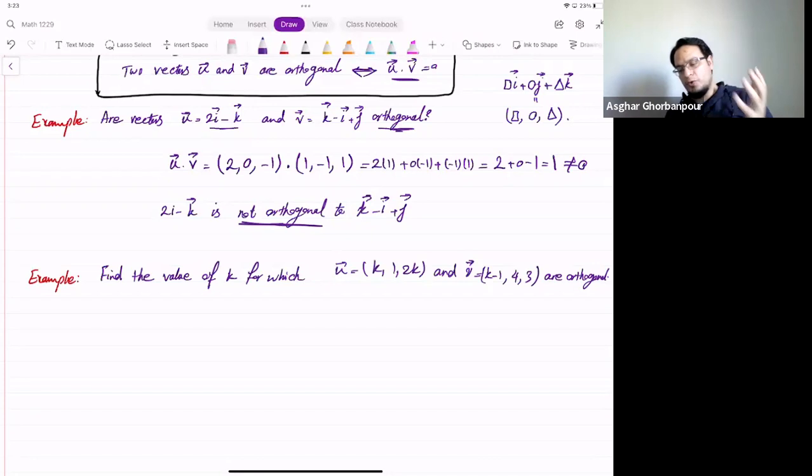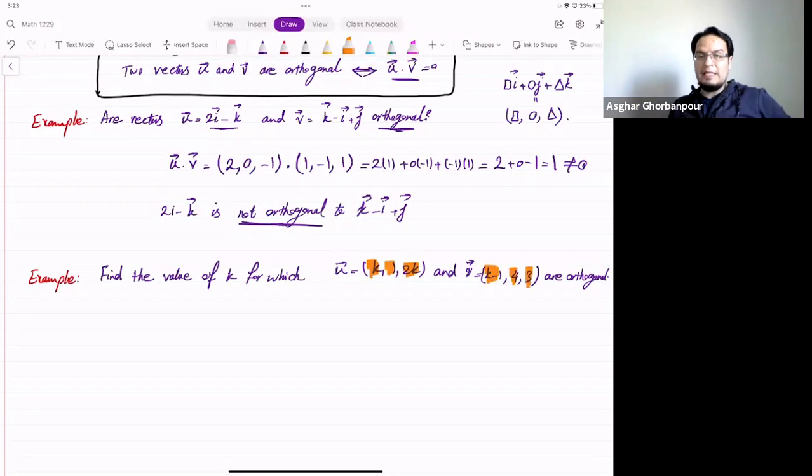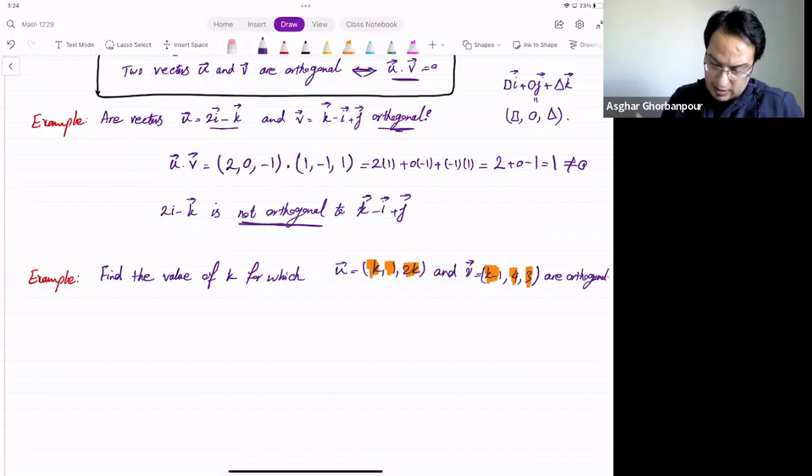So these are two vectors. Each of them has three components: 1, 2, 3, 1, 2, 3. But in the components, we have a variable unknown k, and the question is asking to find values of k for which u and v are orthogonal. In other words, we have to see for what values of k the dot product of these two is 0.